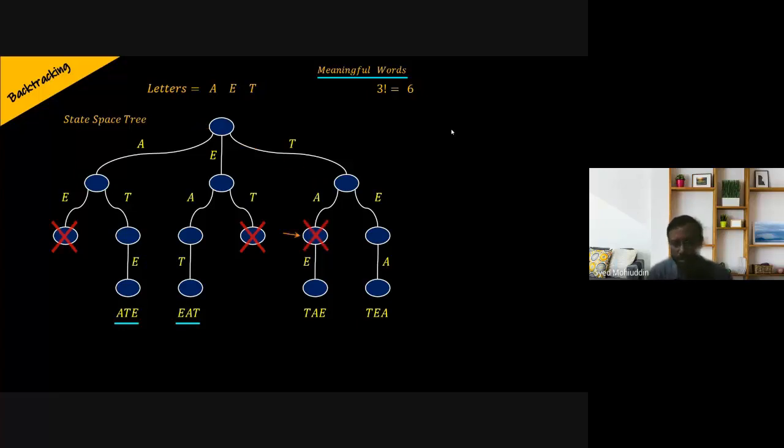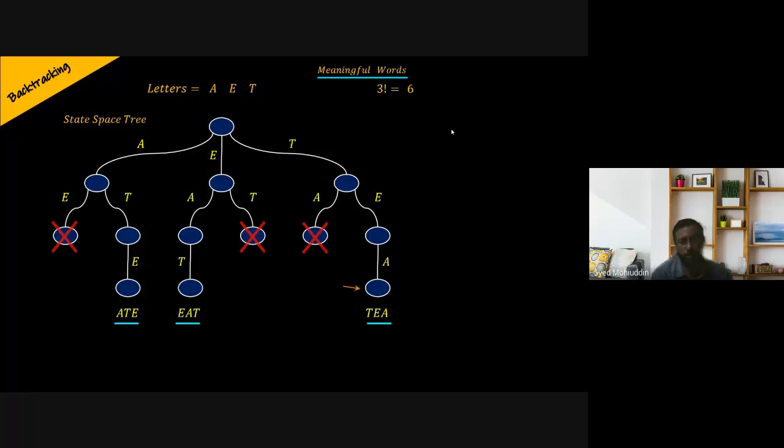There is no word which is TAE, so we kill this. Then the last path that we have is T to E to A. We have T, which is a meaningful word, and again we have an answer node here.